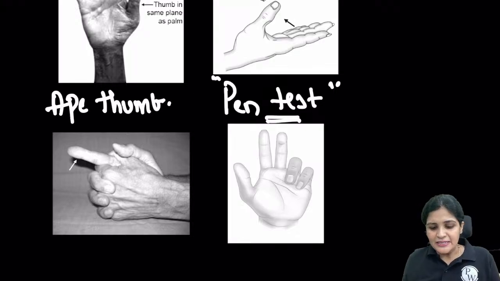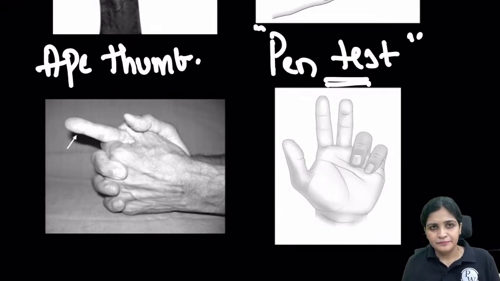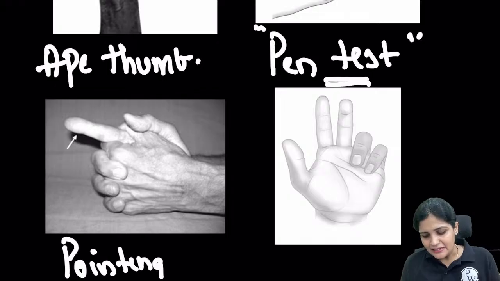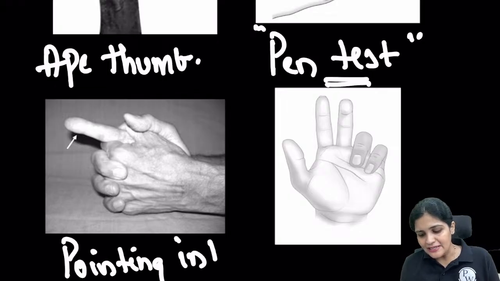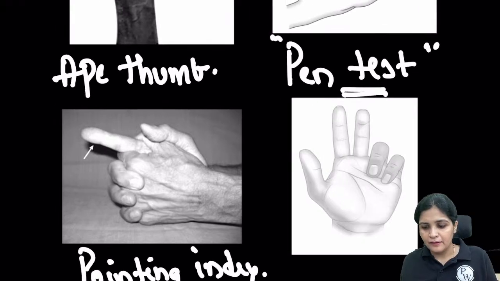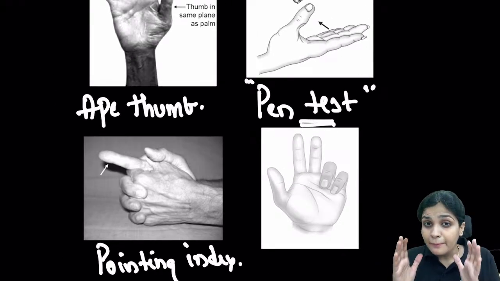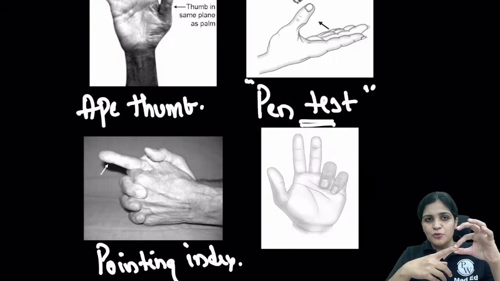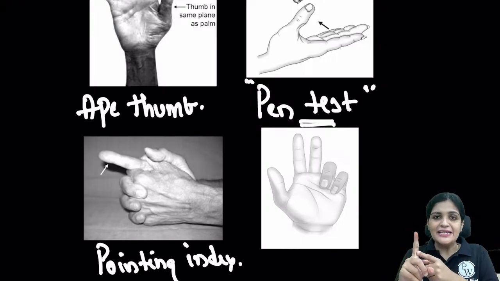And then what is this? Pointing index. This is called the pointing index. Why is there a pointing index finger only? It's for the flexor digitorum superficialis. Yes, especially the flexor digitorum superficialis of the index finger is independent.